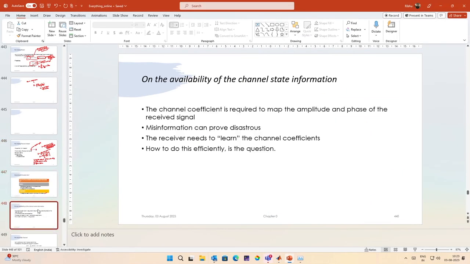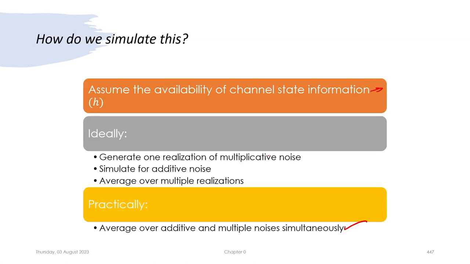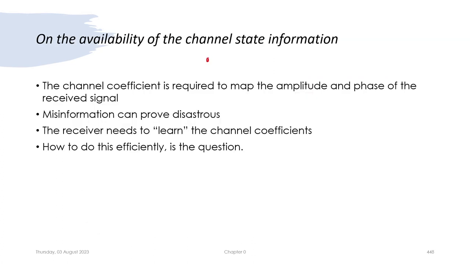So now the question is that the channel coefficient is required. Now we have to know the channel state information, the availability of g or h, because we called it g in the simulation and h here. So it's h, I'll correct the code, all the channel coefficients.